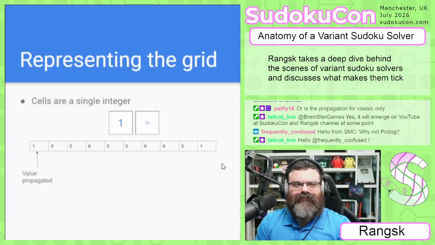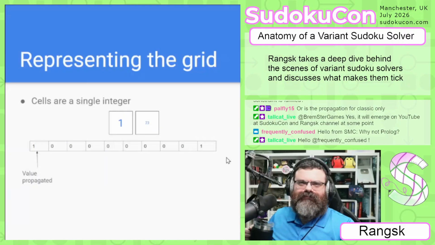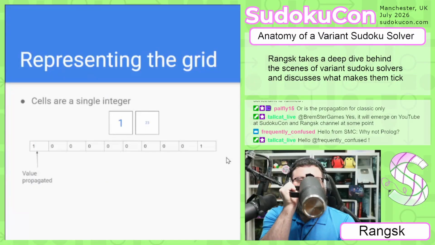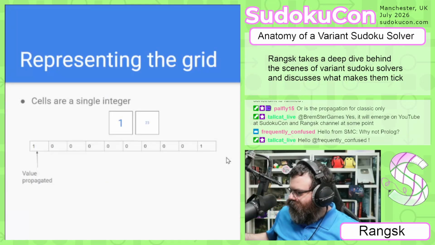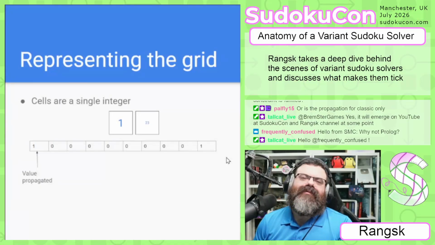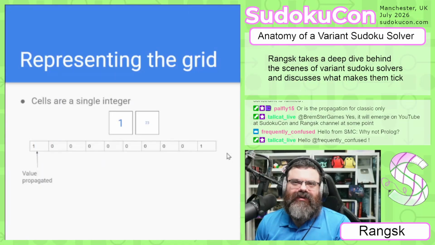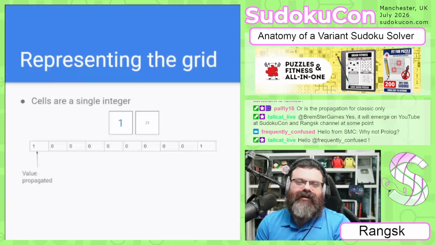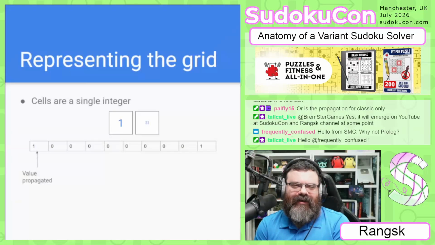And then Palfy asked, if there's a variant in it, is it not propagated until that constraint is fulfilled, or is the propagation for classic only? Propagation is for all constraints. So if you're doing a variant, it's also going to propagate the variant constraints. I'm going to talk about how the variant constraints do that a little bit later, so I'm not going to get too far into that right now. So look forward to that as part of the answer.